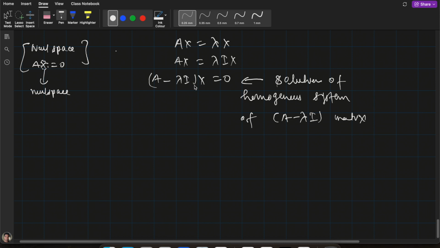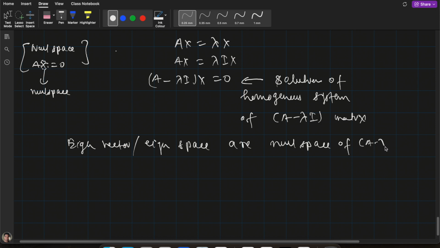So here A is different. Here A is A minus lambda I. Which means that the eigenvector or eigenspace are what? Null space of the A minus lambda I matrix. Okay, is there any problem here?